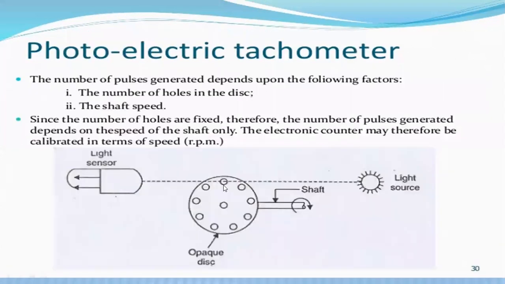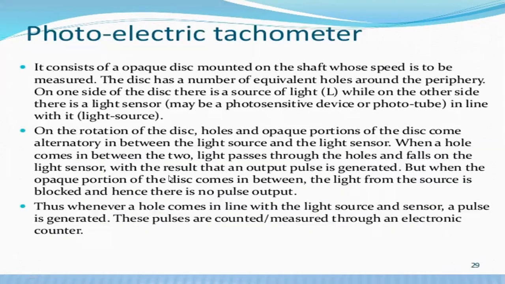So as the shaft with the opaque disk rotates, if the light source is passing through a hole, the light is sensed by the light sensor. Where there is no hole, the light source is not passing through the opaque disk, and the light sensor does not get the light. So whenever the light passes through a hole, the light sensor automatically senses that light. It will also automatically generate the EMF of the photoelectric tachometer.